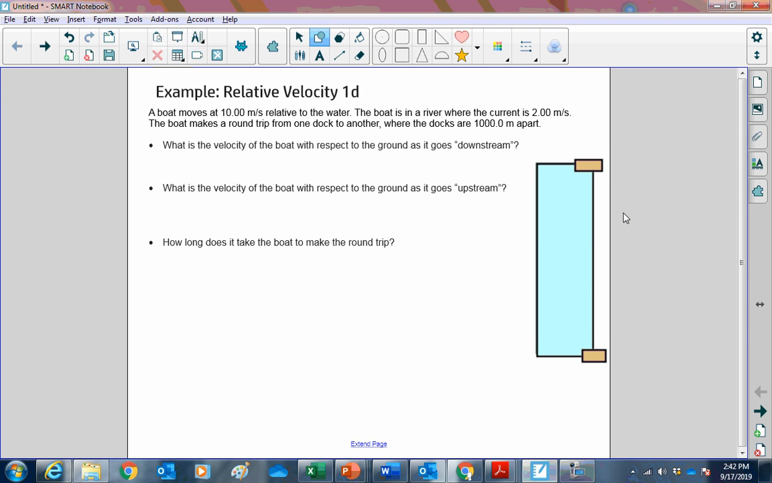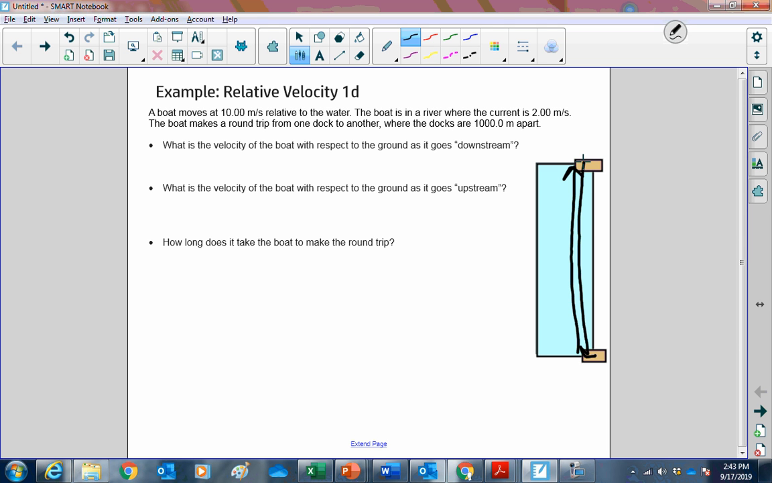Here's an example of a relative velocity problem in one dimension. We have a boat that's going to travel down river from one dock to another. I've just drawn a really simple picture here. Let's imagine that the boat's going to travel from this dock down to this one, and then back up again. The distance here is 1,000 meters each way.